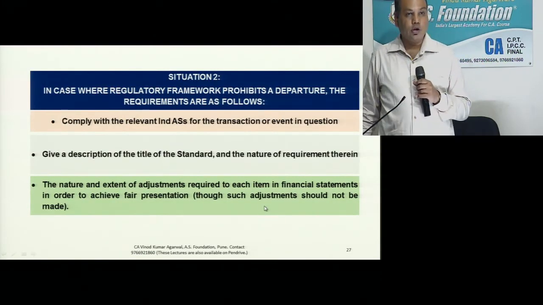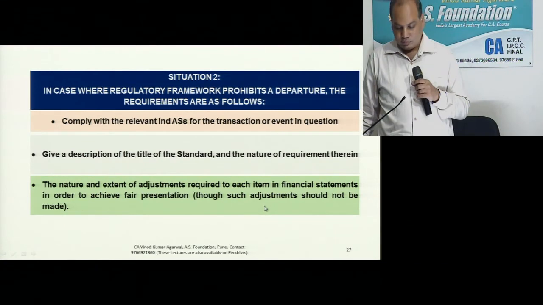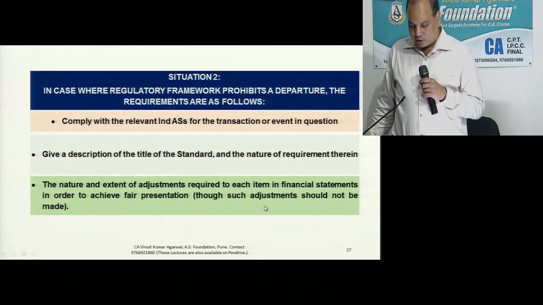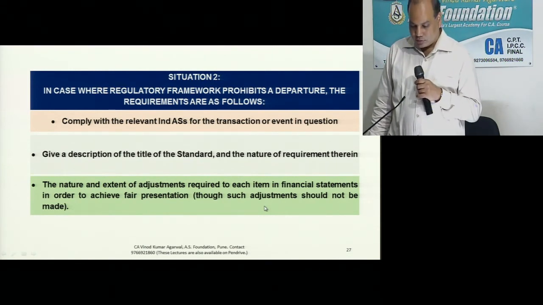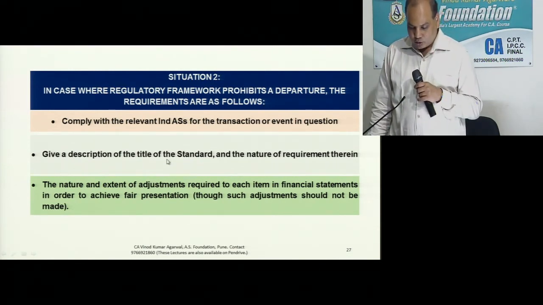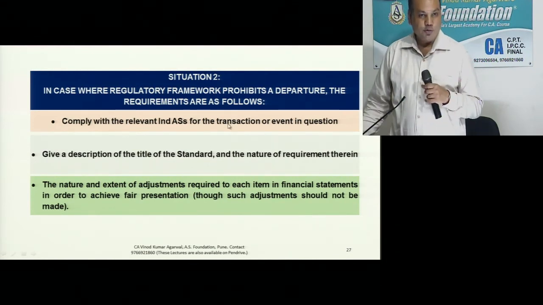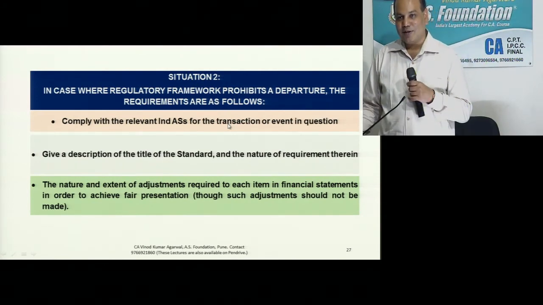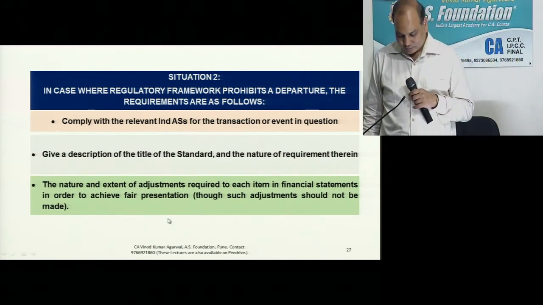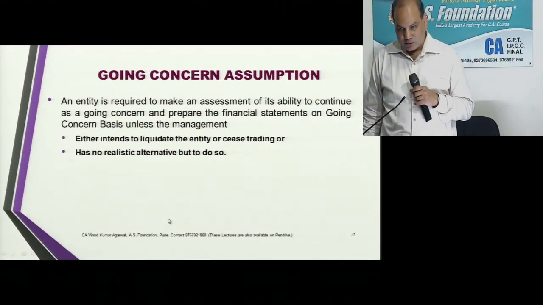Situation 2 is when the law does not allow deviation. If the law does not allow deviation, you cannot deviate. You cannot deviate, matter closed. You can only give a disclosure that we wanted to deviate, but we cannot because the law does not allow. Okay, so this is for deviations.